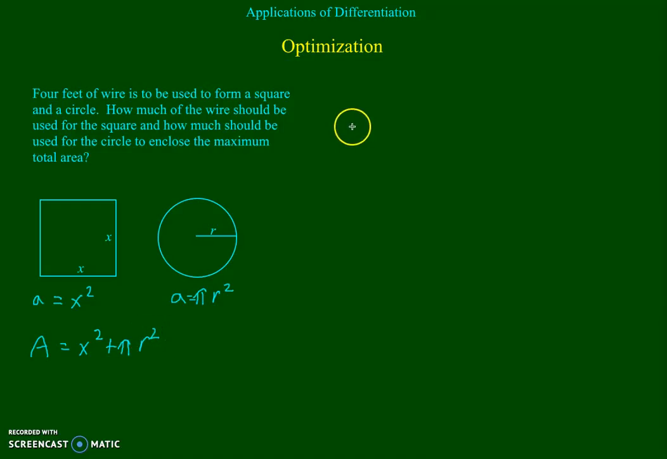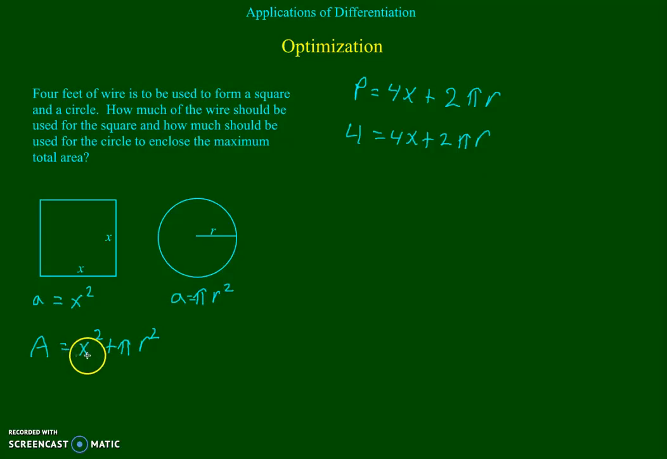But we're also dealing with perimeter because we have to be concerned about using a specific amount of wire. We have 4 feet of wire that we can use. So perimeter is x plus x plus x plus x, so the perimeter is going to be 4x plus the circumference of the circle, which is 2 pi r. Now we know the total of this has to be no more than 4. So 4 equals 4x plus 2 pi r.